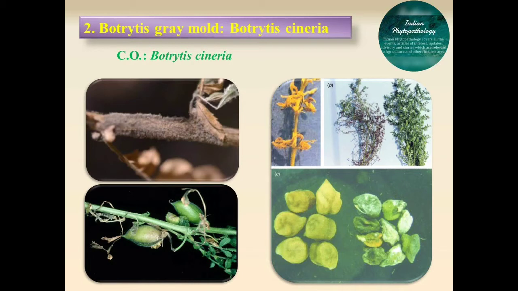Now we will see the management of this Botrytis grey mold. For management, we have to avoid excessive vegetative growth. That means if you apply high doses of nitrogenous fertilizer, there will be development of canopy growth, and this canopy growth leads to the development of this Botrytis grey mold. So this practice should be followed, that excessive vegetative growth should not occur.